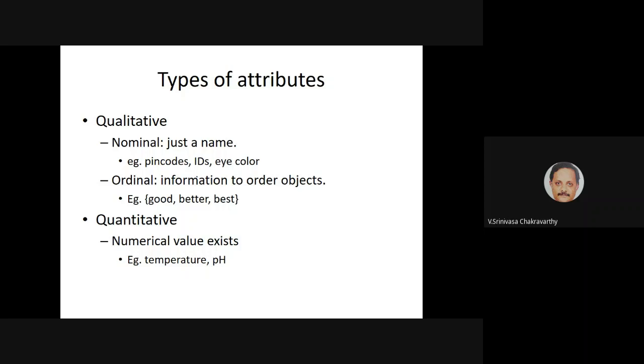Say pin code, although it's a number, you cannot perform any mathematical operations because you cannot add pin codes, for example. It doesn't make any sense. So it is as good as a symbol. These are symbolic. It's a symbolic property.